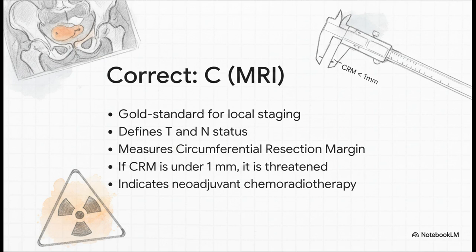Question 170. Which is the investigation of choice for preoperative staging of rectal carcinoma? Correct answer, C. MRI. For preoperative staging of rectal carcinoma, a high-resolution pelvic MRI serves as the absolute gold standard. The primary purpose here is to measure the exact distance between the outermost edge of the tumor and the mesorectal fascia to define the T and N status. If this distance is 1 millimeter or less, the circumferential resection margin, or CRM, is considered threatened. This indicates the definitive need for preoperative neoadjuvant chemoradiotherapy to downstage the tumor before taking the patient to surgery.